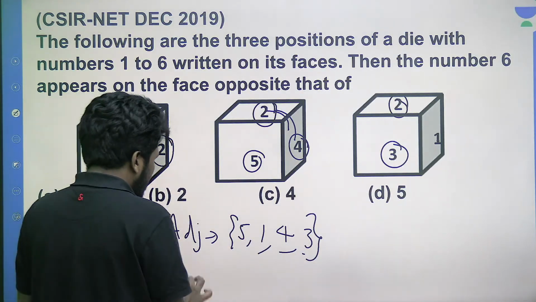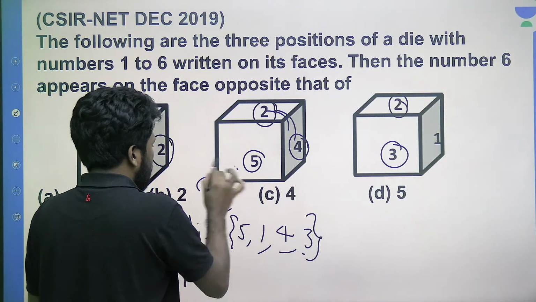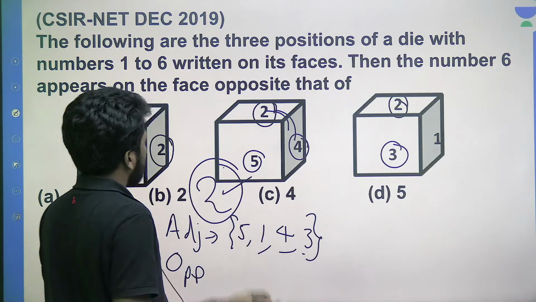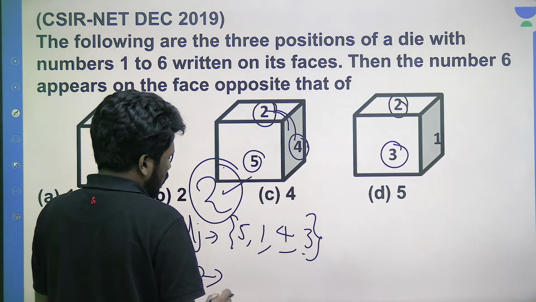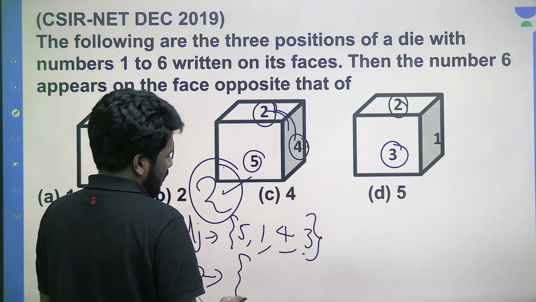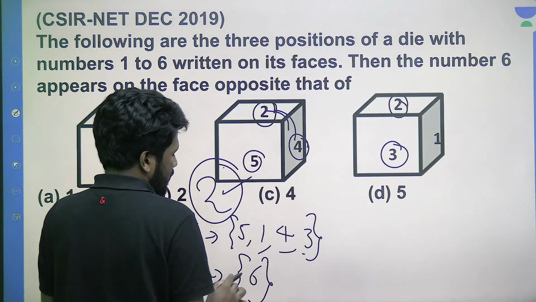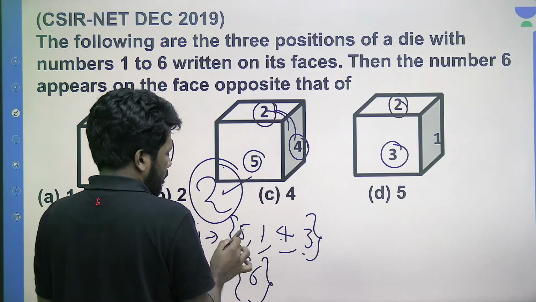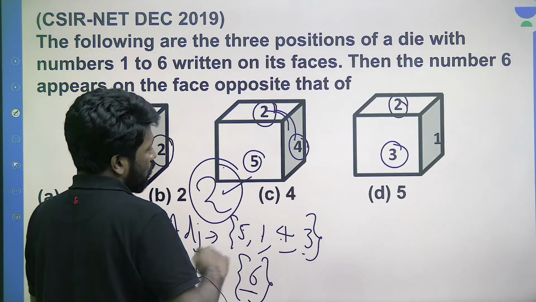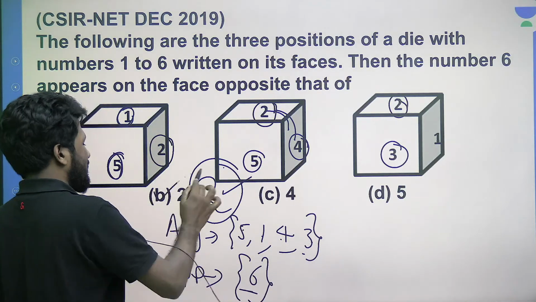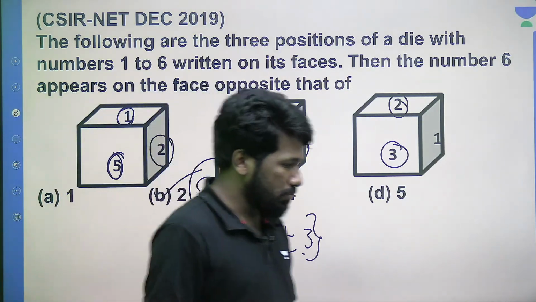So the only remaining face, with respect to 2 only, besides the face with 2 written, will be the opposite face, the remaining one face, that is 6, na. That is the only missing one. 1, 3, 4, 5, 2. Then the only remaining one is 6. That means the opposite of 2 is 6. If the opposite of 2 is 6, then the opposite of 6 is 2, na. So option B is the answer.